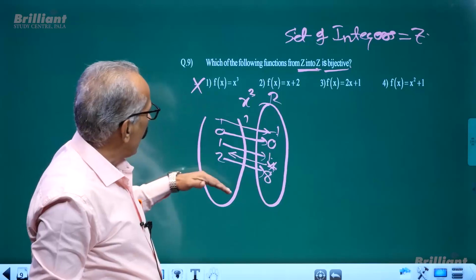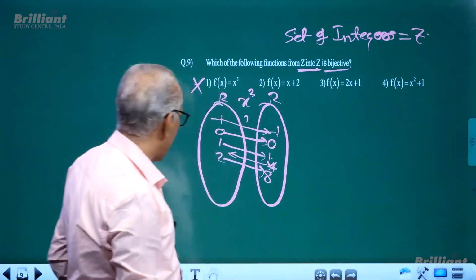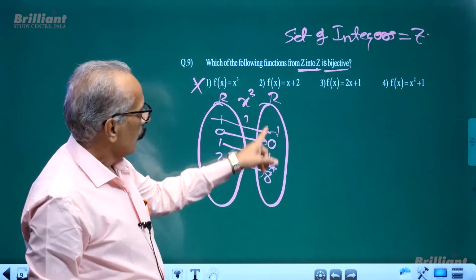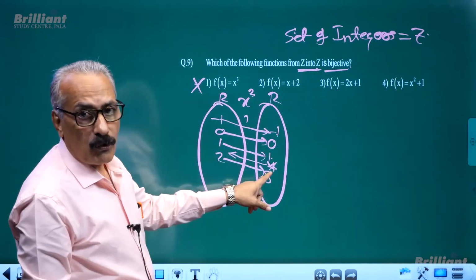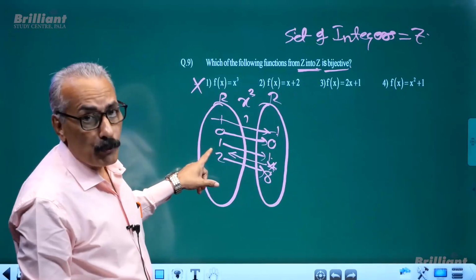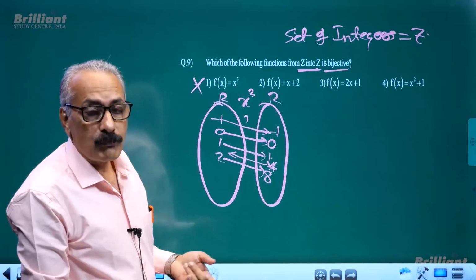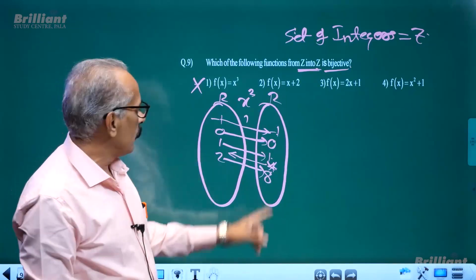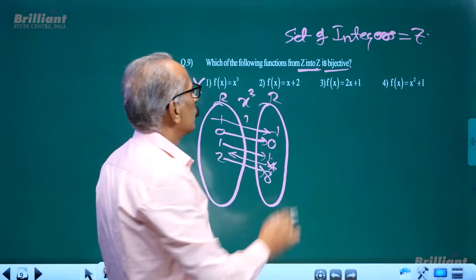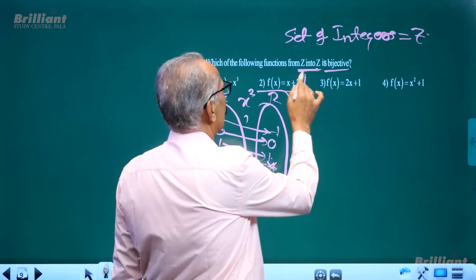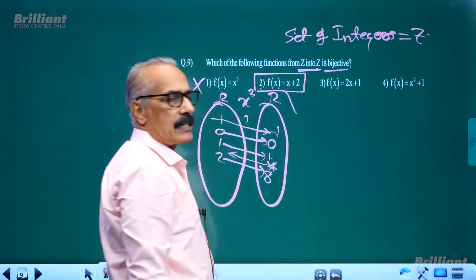Every element in R has got an image. But remember, in the codomain, there is a number 4 which doesn't have a cube root as an integer. There is no pre-image. Now, similarly, you look at this. So, by observation itself, your answer is 2.